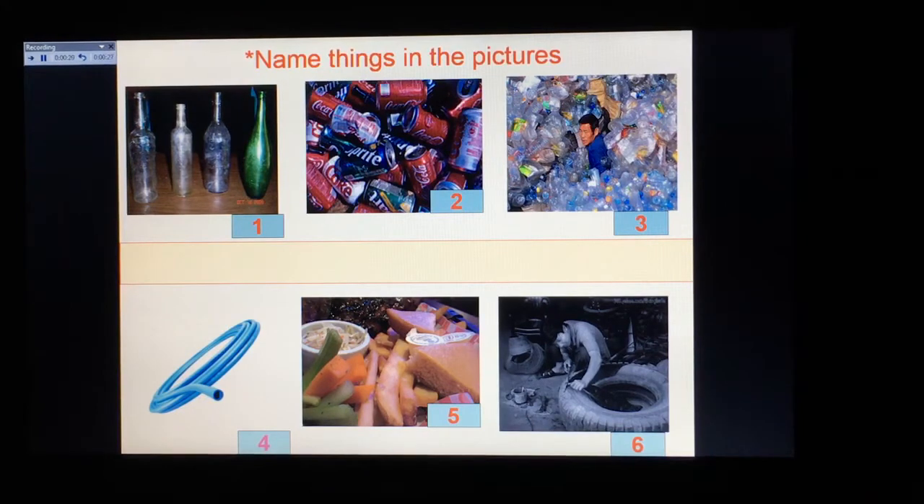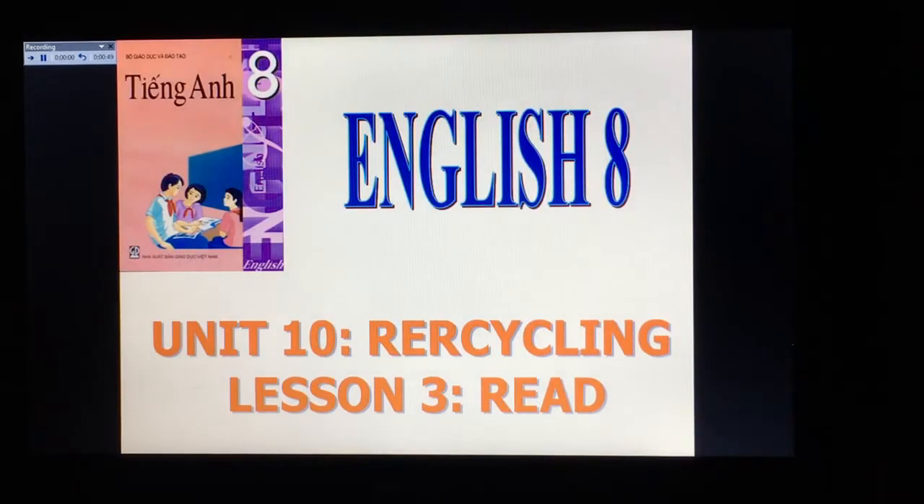What is in picture 1? It is glass. And picture 2, drink cans. Picture 3, bottles, a lot of bottles. And picture 4, pipe. Picture 5, vegetable matter. And picture 6, yes, car tires. Now we begin study Unit 10, recycling, with lesson 3, read.